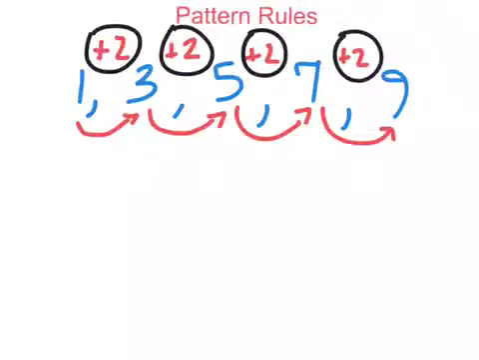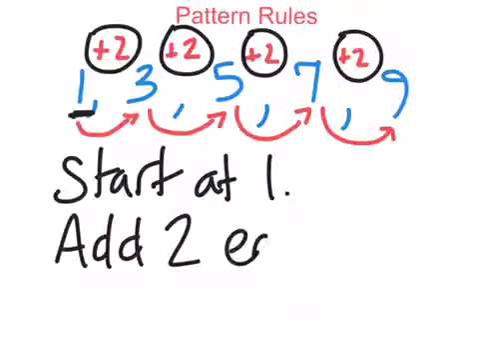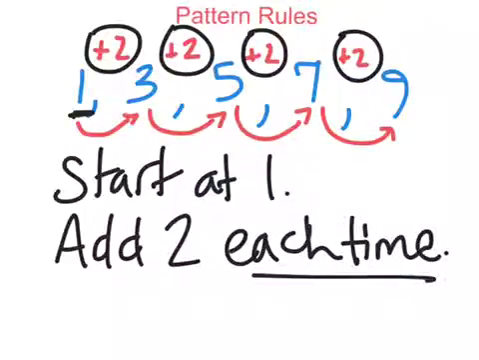So this is how we'd write our pattern. We start at 1. We always say where we have to start our pattern. We start at 1. And then what do we do? We add 2 each time. And that's important to remember, to do that each time.